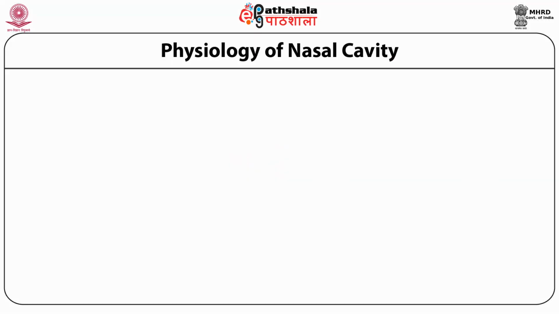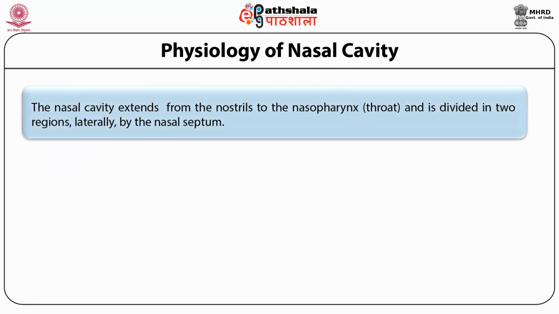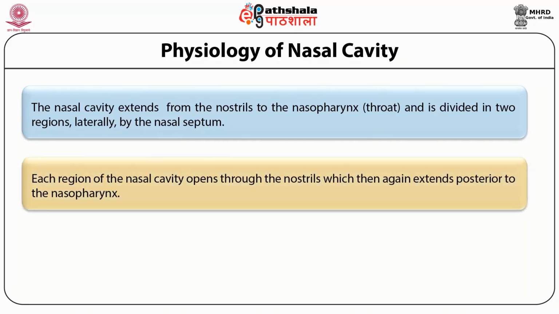My dear students, before we get into the nuances of the nasal drug delivery systems, we need to understand the physiology of the nasal cavity. The nasal cavity extends from the nostrils to the nasopharynx, that is the throat, and is divided in two major regions, laterally, by the nasal septum. Each region of the nasal cavity opens through the nostrils, which then again extends posterior to the nasopharynx.